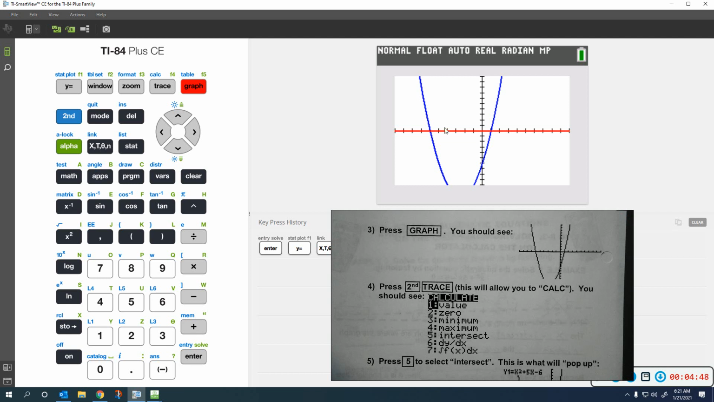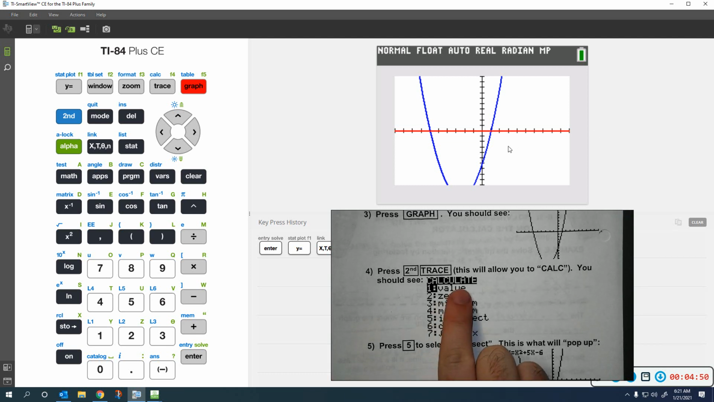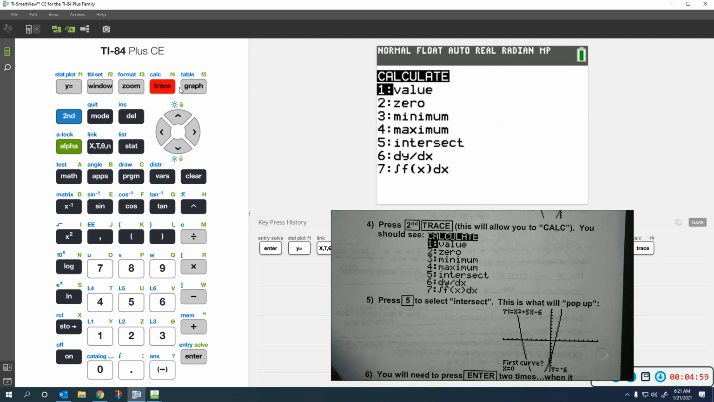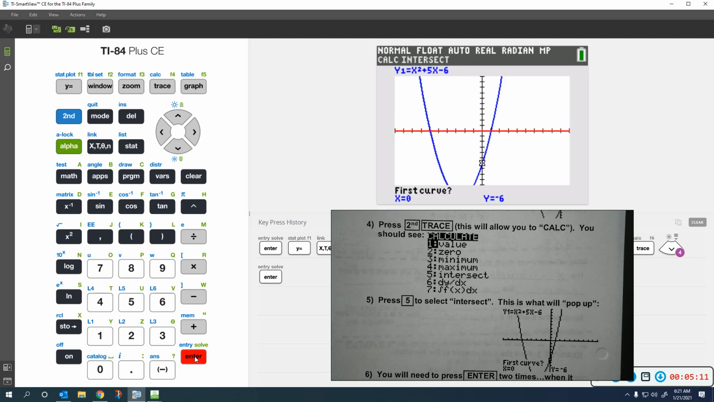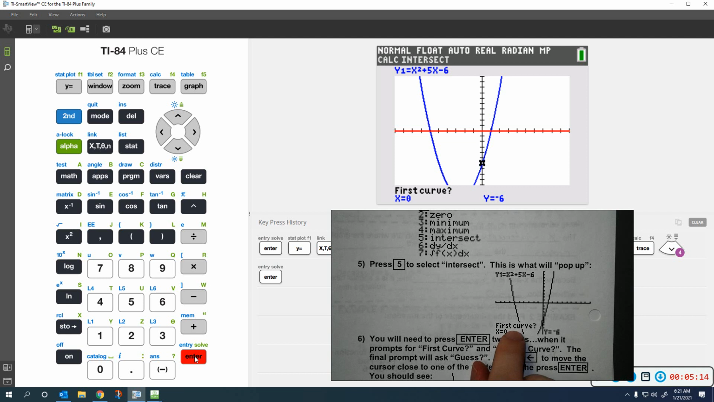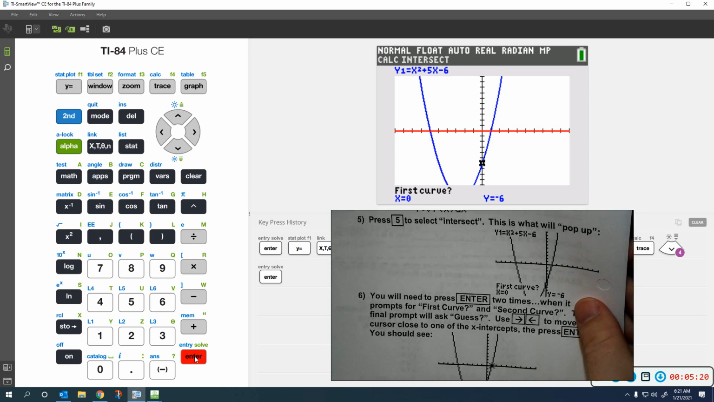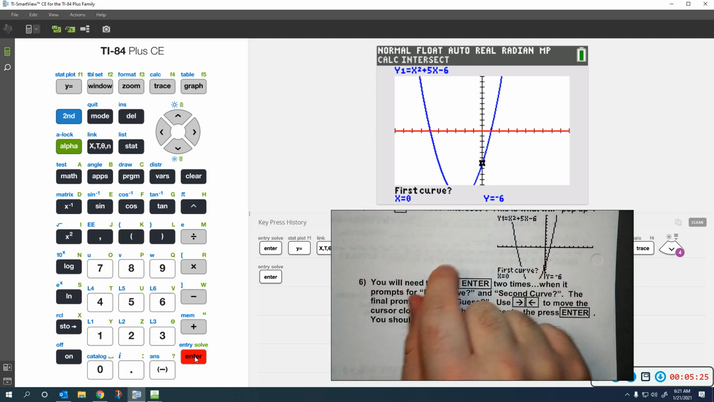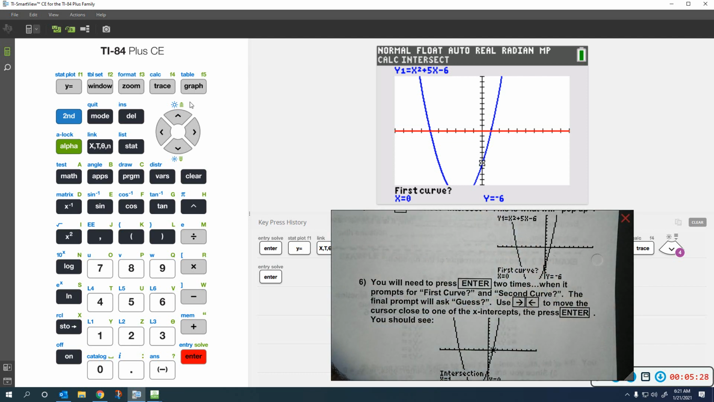Now, look at the graph. We've got the blue line doing this, red line going this. If we go to second trace calc, we can find out where they intersect. So, second trace, this is our calculate menu, and we need to go to number 5 where it says intersect. So go down to number 5, intersect, boom. When you do that, this menu pops up, it says first curve, and it asks a question. So what you want to do is use the left and right arrows to get really close to their intersection points.